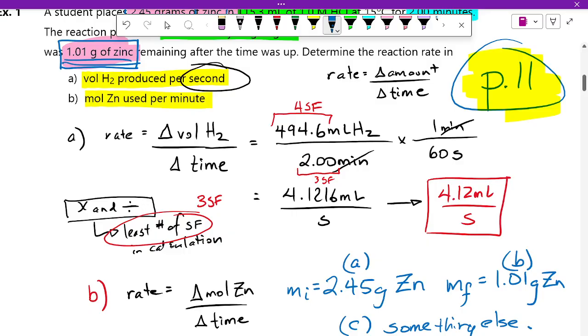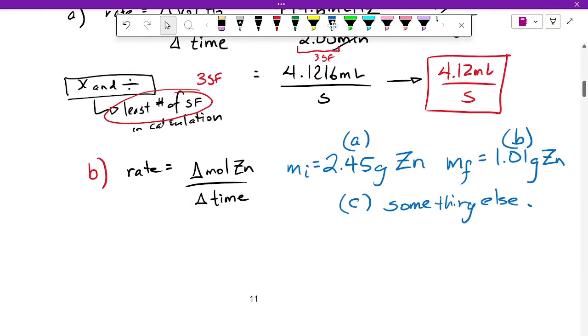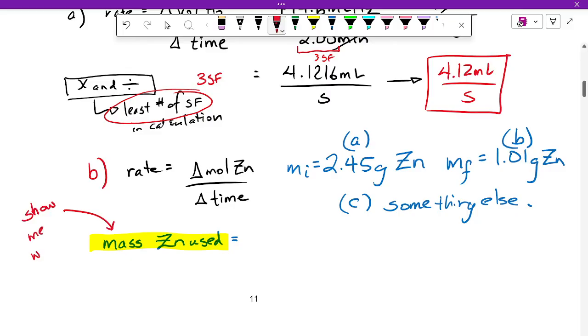Grams of zinc is? C, something else. Because how would you find the moles used? How would you find the mass used? Subtract. Just subtract the two. Absolutely. Okay. So we would say the mass of zinc used equals. Do you need to write this? Should you show me what you're calculating? Yes. Show me what you're calculating. Yep, you'll get marks off. Wait, what happens when you just write rate?